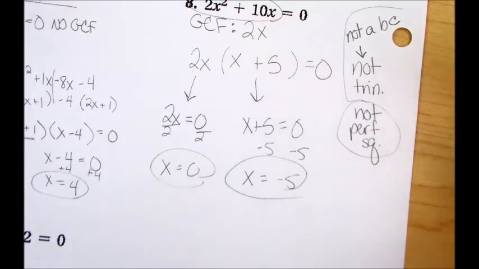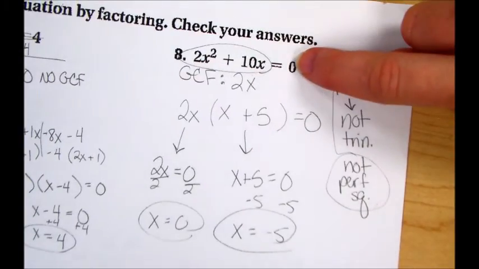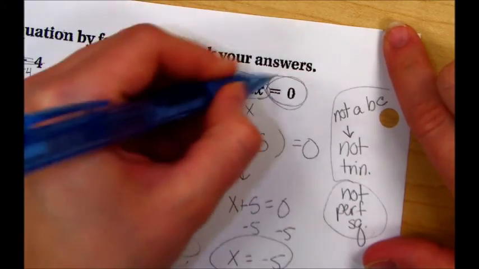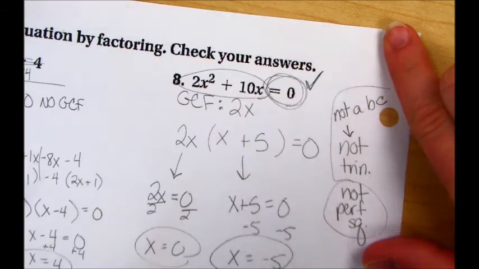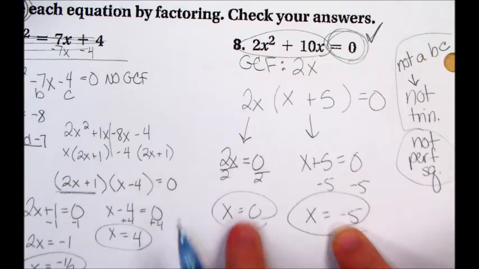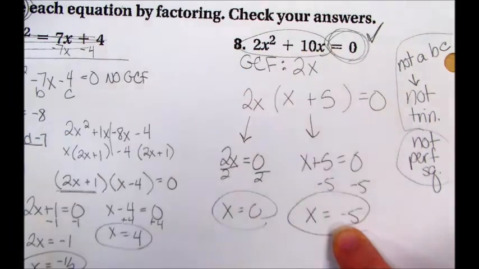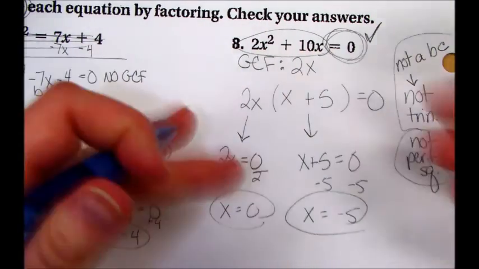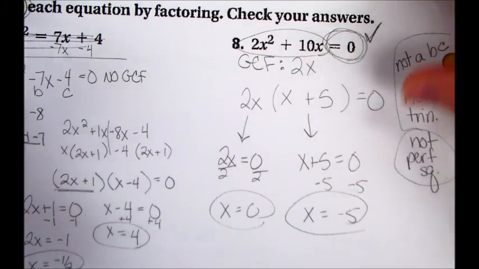Now you know what I wish I would have pointed out at the very beginning? Notice this was set equal to 0 at the very get-go. That is really, really important. These are the two values that if you plug them in for x, you would get a 0 at the end. We like that one. That was just a GCF problem.